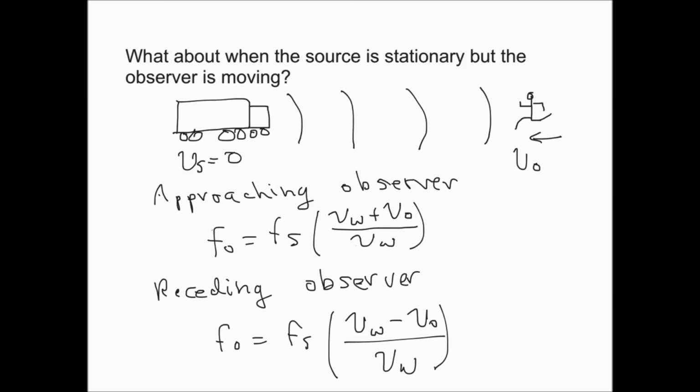And so for an approaching observer, we get this formula, which we can derive very similarly to the way we did it for the stationary observer and moving source, but we won't. We'll just write the equation down. Similarly, for a receding observer, the observed frequency is the speed of the wave minus the speed of the observer divided by the speed of the wave.